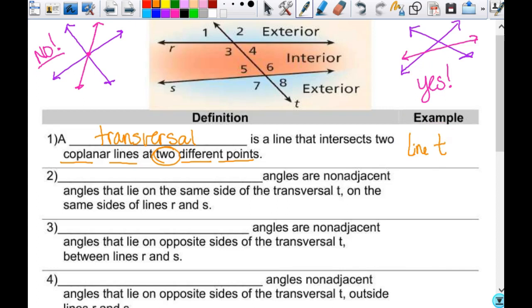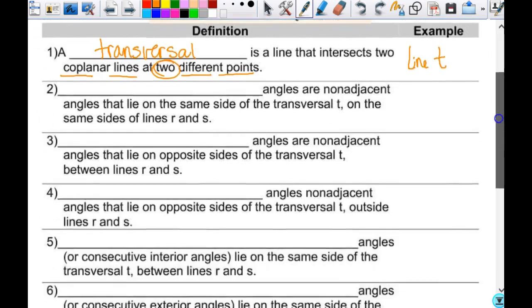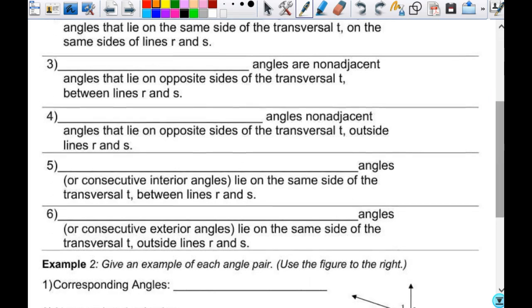And then I'm going to have to scroll, so you're going to have to look at your own picture. You're not going to be able to see mine. We're going to skip number 2. We're going to come back to that one and actually do it last. So skip to number 3. Okay? So 3 are angles that are non-adjacent. They're non-adjacent angles that lie on opposite sides of the transversal T between lines R and S.